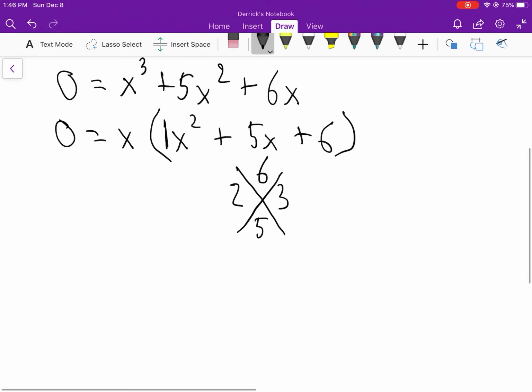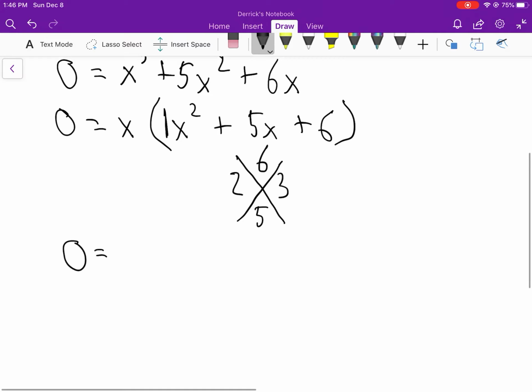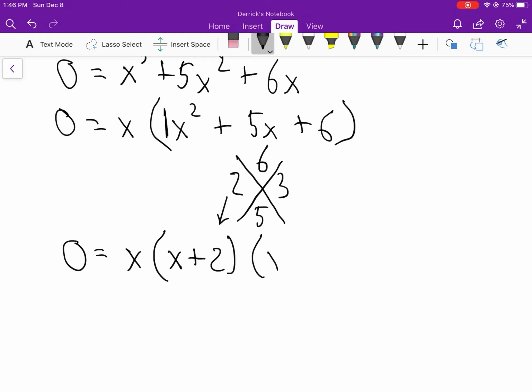So my fully factored version of this function would be the x that we pulled out earlier, x plus 2 from our x method, and x plus 3 also from our x method. That would be our function fully factored. I don't see anything that I can factor further in any of those parentheses.